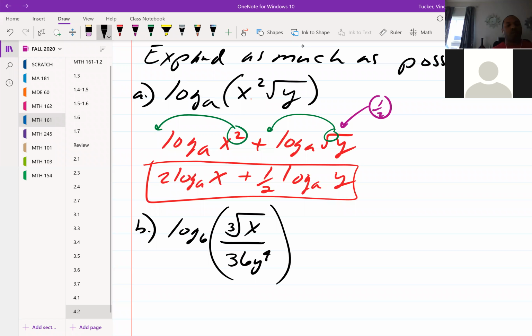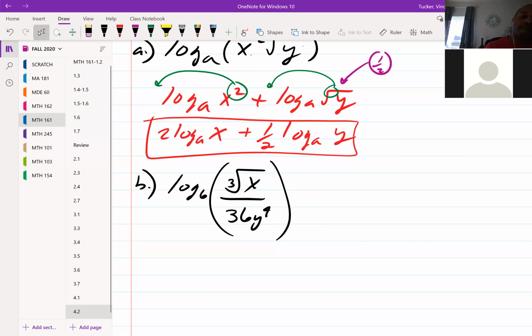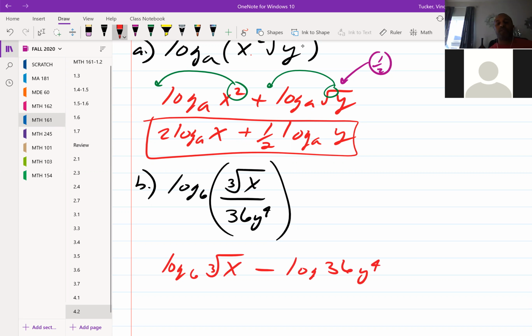All right, so here we have log base 6 of the cube root of x divided by 36y to the 4th. So because we have division, that's going to be subtraction. That will allow us to break it up. So we're starting off with log base 6 of the cube root of x, minus log base 6 of 36y to the 4th.